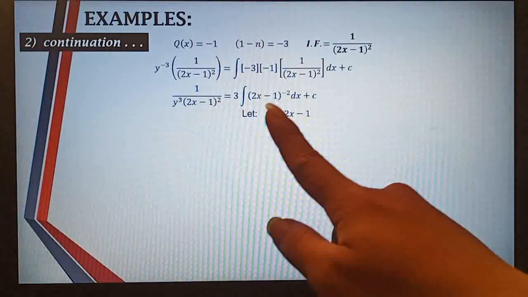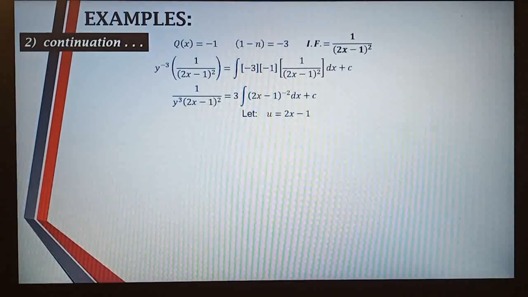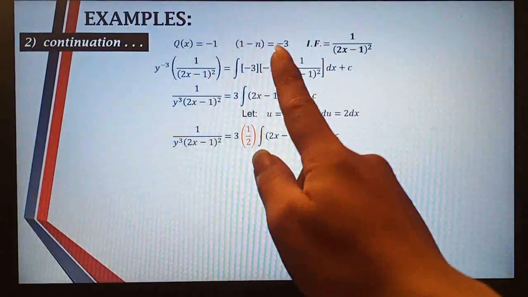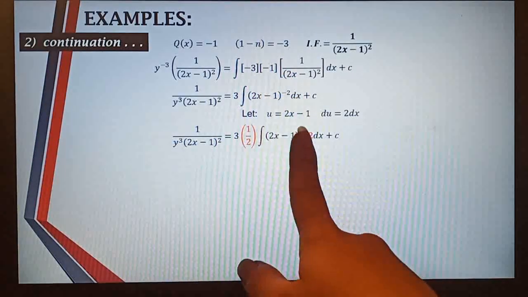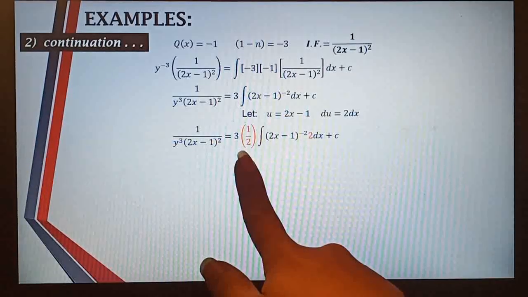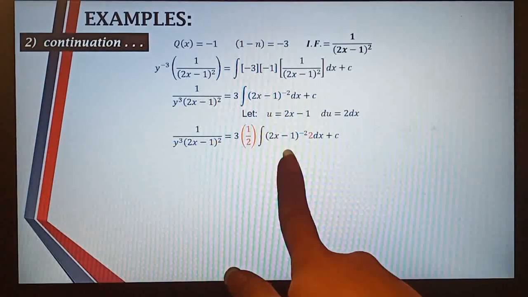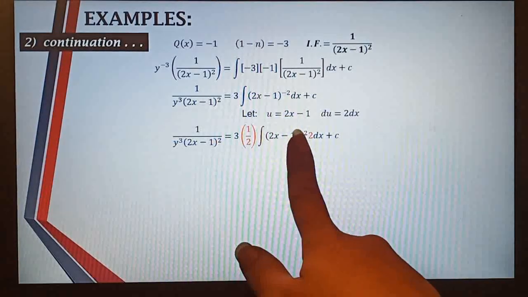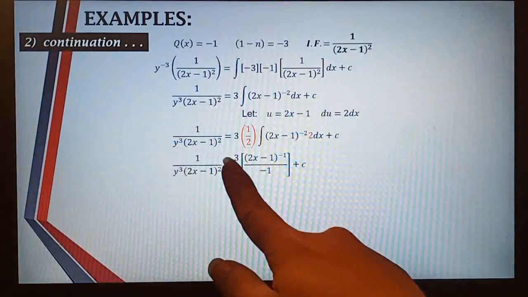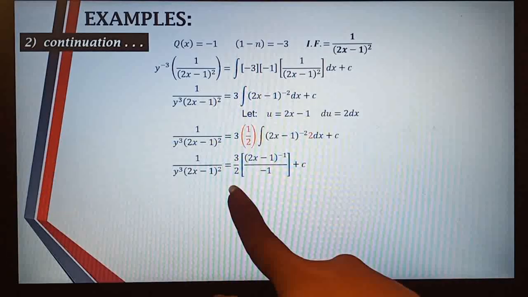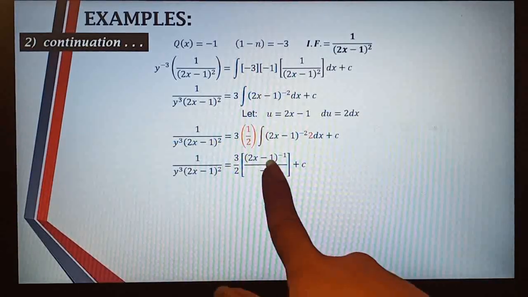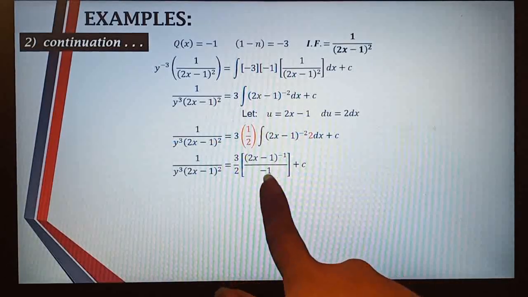Then you will let u as 2x minus 1. Then your du is 2 dx. So in that case, you need 2 inside. So insert 2, then balance by 1/2. Then you may use power formula, that's u raised to n du. So we'll now have 3 halves. Then u raised to n plus 1 over n plus 1. So negative 2 plus 1 is negative 1 over negative 1.